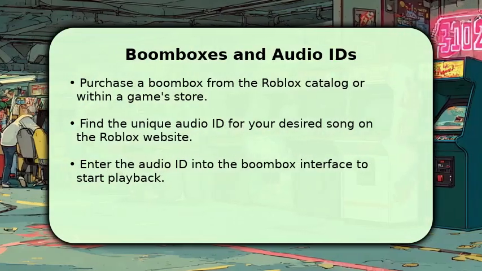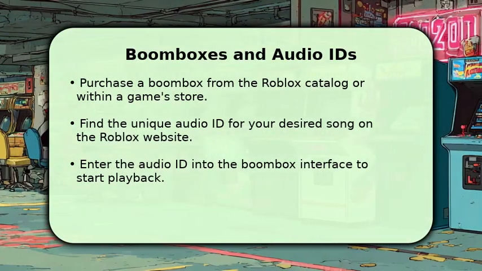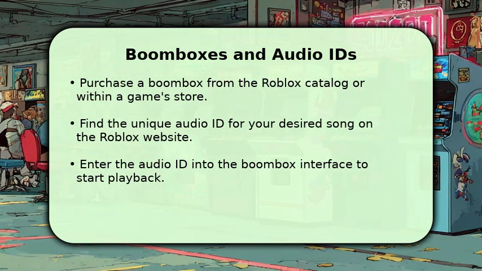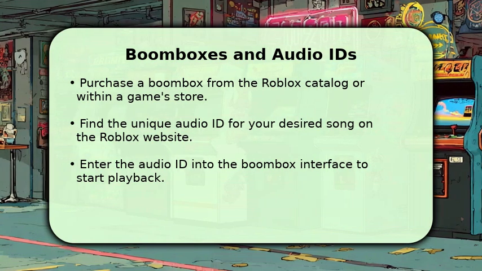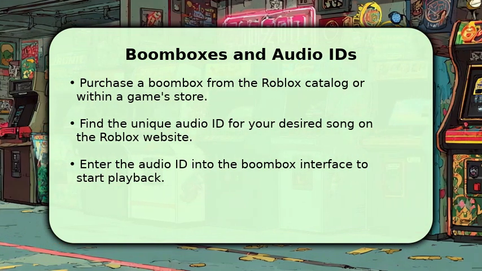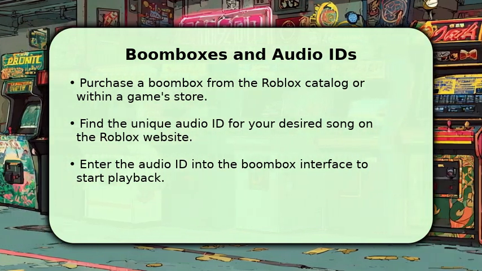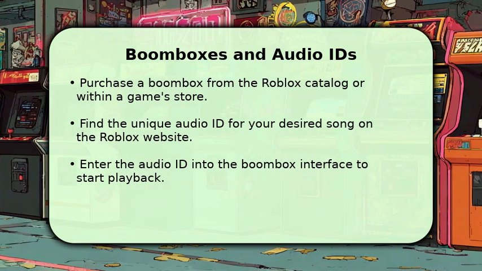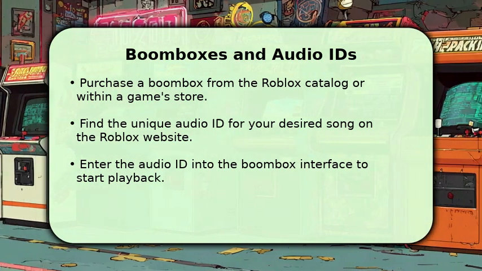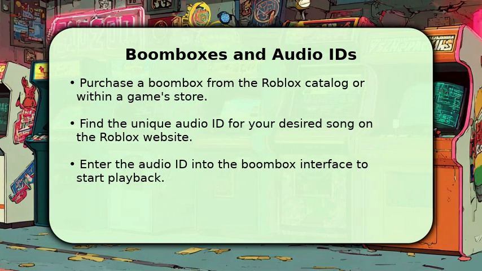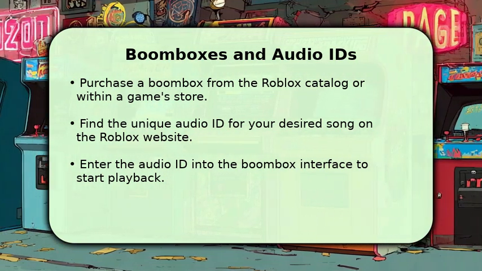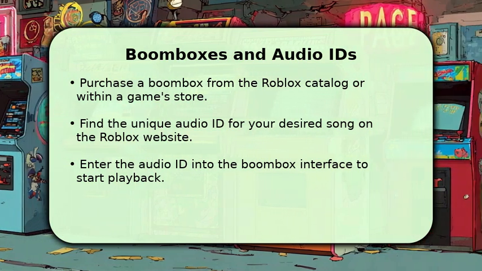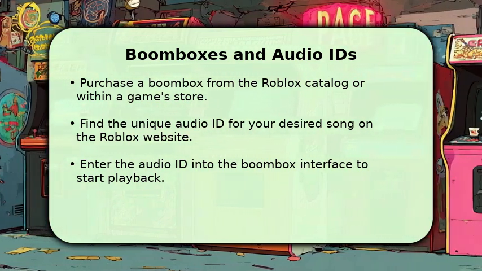To use a boombox, first acquire one from the Roblox catalog or within a game's shop. Next, locate the unique audio ID for your chosen song on the Roblox website. This is a numerical identifier. Once you have it, simply input the audio ID into the boombox interface. Remember, some audio assets might be copyrighted or restricted, so always be mindful of content guidelines.